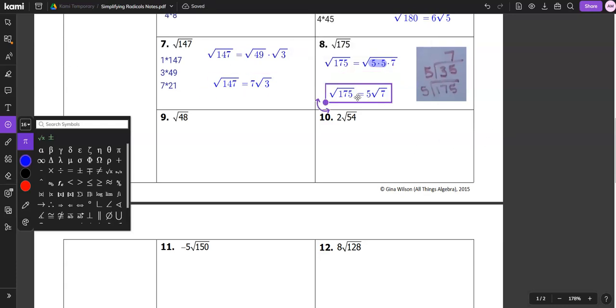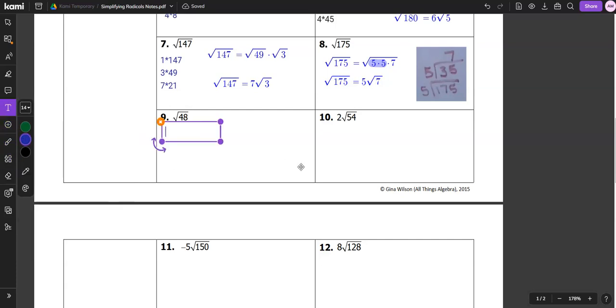Now that is the longer way. It works a lot better for many people, especially if you're not comfortable with your perfect squares. However, if you are comfortable with your perfect squares, it is definitely easier if you do it with the perfect square method.